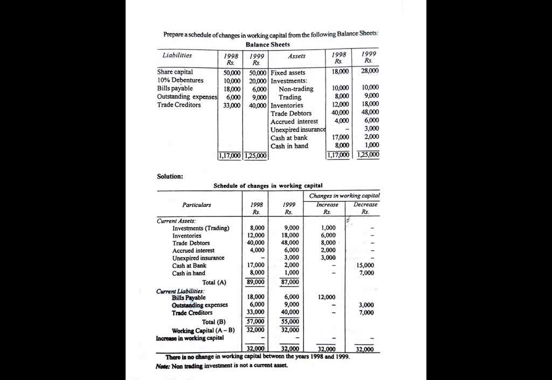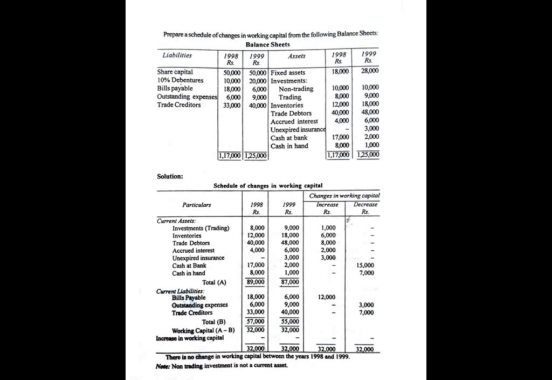Asset side: fixed assets 18,000, 28,000. Investment, non-trading 10,000, 10,000. Trading 8,000, 9,000. Inventories 12,000, 18,000. Trade debtors 40,000, 48,000. Accrued interest 4,000 and 6,000. Unexpired insurance, 99 it is 3,000. Cash at bank 17,000, 2,000. Cash in hand 8,000 and 1,000. Total for 98, liability side and asset side, is 1,17,000. Asset side and liability side total for 99 is 1,25,000.